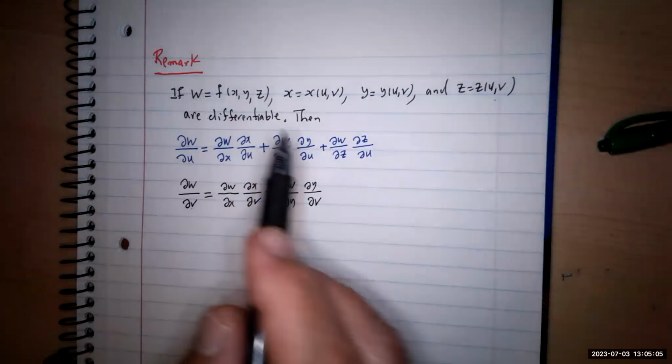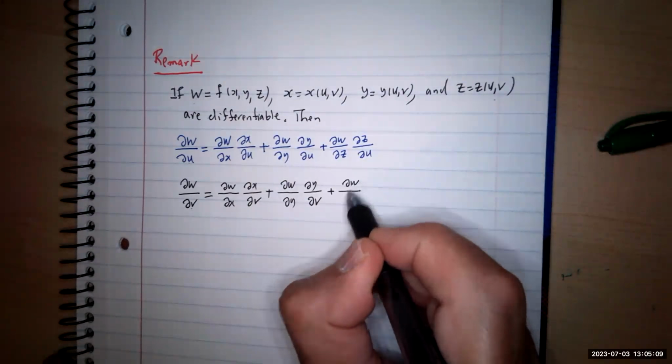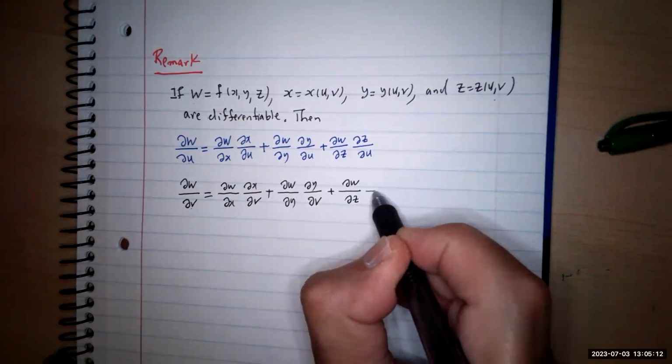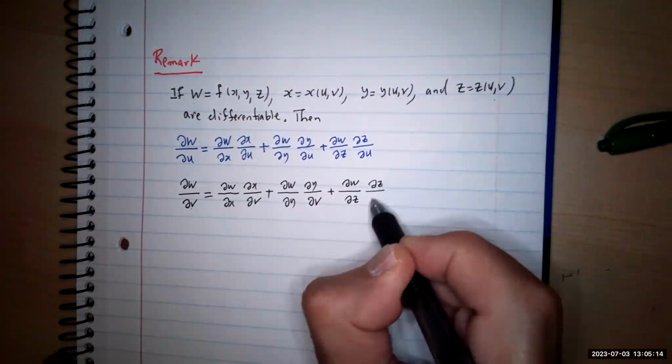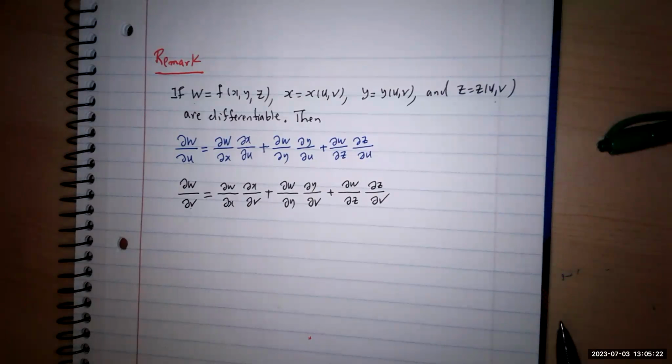So continue, w is a function of z, so it's going to be ∂w/∂z. z is also a function of v. So that gives you the formula. It doesn't matter how many functions you have, but at most we are going to go with a function of three variables.